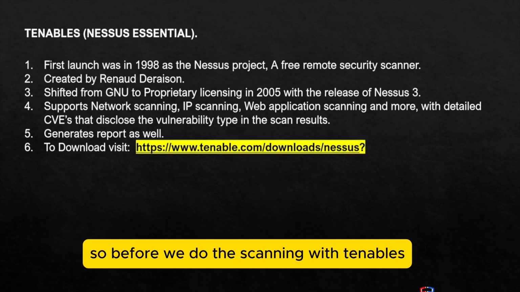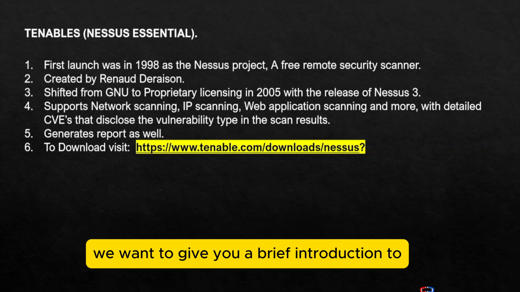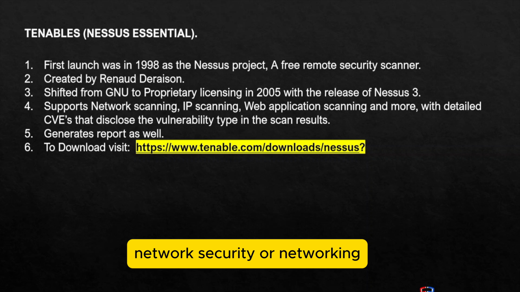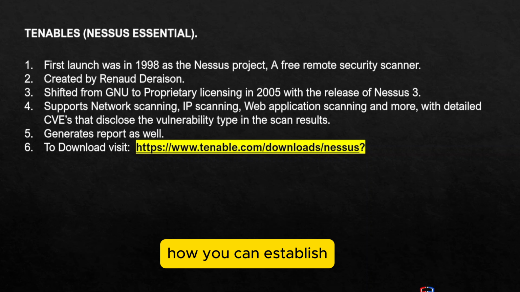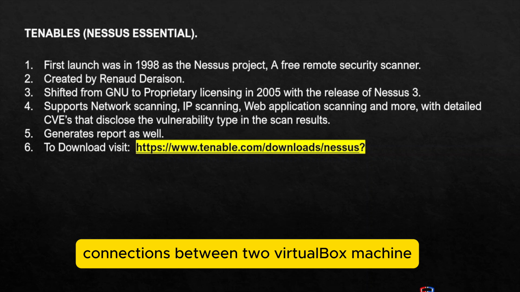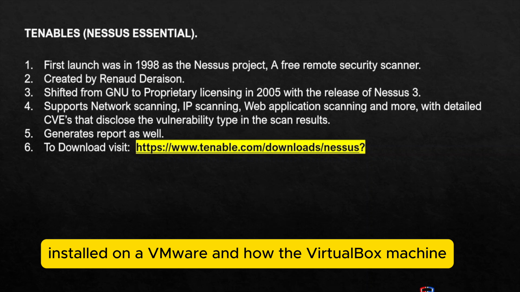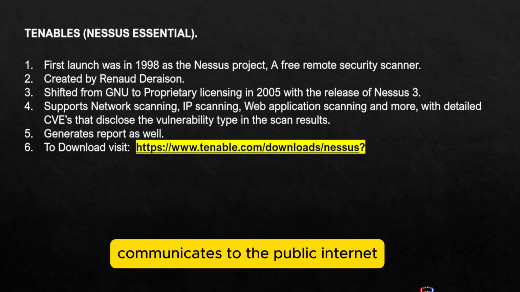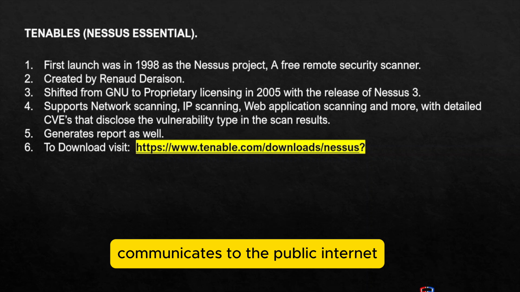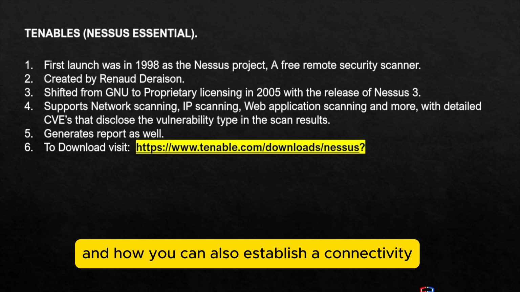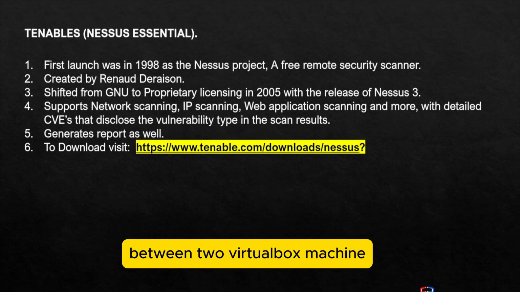So before we do the scanning with Tenable, we want to give you a brief introduction to network security or networking. The purpose of this is for you to understand the various connectivities, how you can establish connections between two VirtualBox machines installed on a VMware, and how the VirtualBox machine communicates to the public internet. The first presentation will be on how the VirtualBox communicates to the public internet and how you can also establish connectivity between two VirtualBox machines.